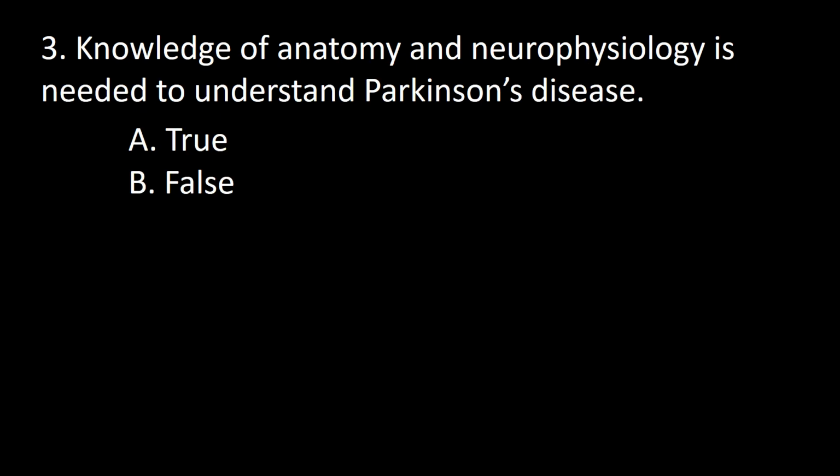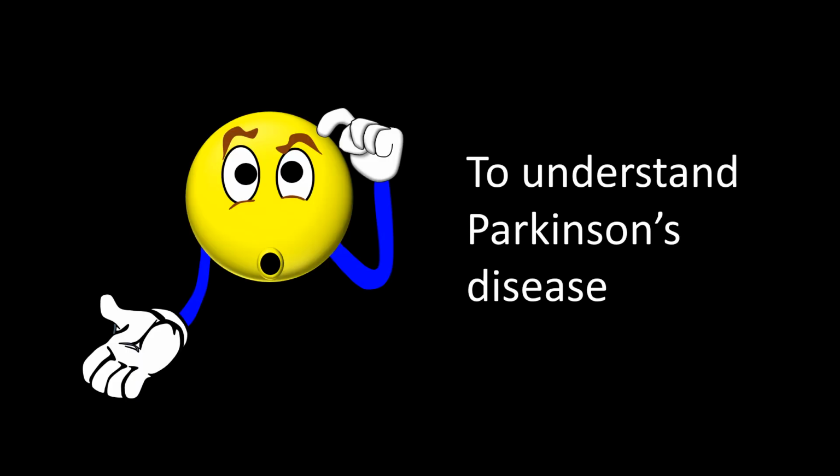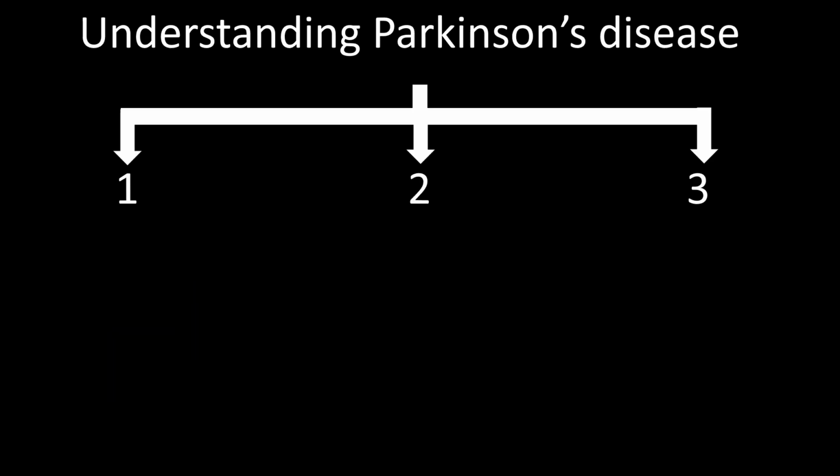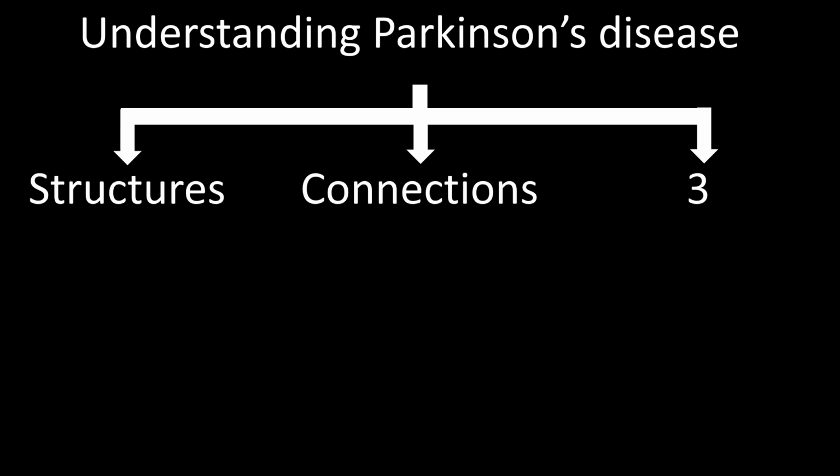Next question. Knowledge of anatomy and neurophysiology is needed to understand Parkinson's disease. A true, B false. To understand Parkinson's disease, we must have reasonable knowledge of three neurological elements concerning structure, connections, and pathways of the extrapyramidal system.